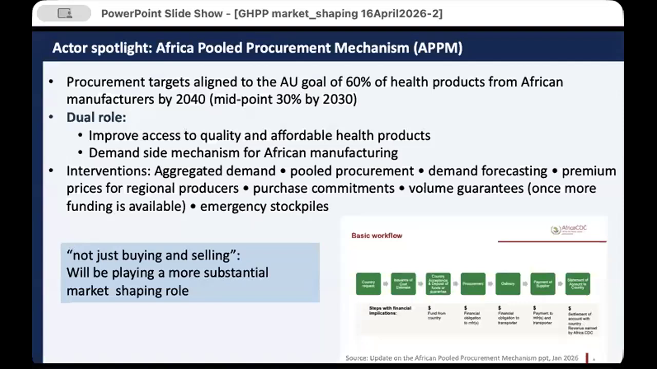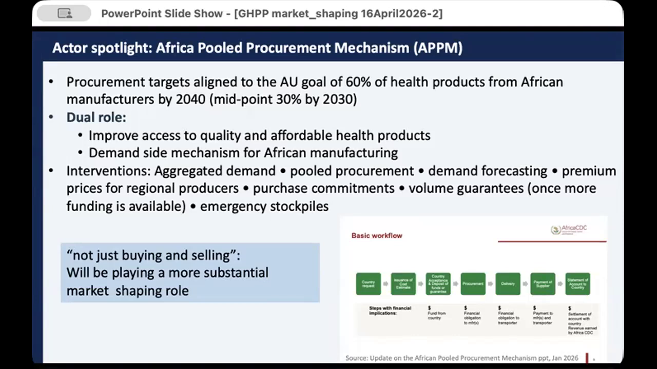So the APPM, I just want to highlight their dual role, which is from their slides earlier this year: to improve access to quality and affordable products, but also to work as a demand side mechanism for African manufacturing. So they are adamant that this is not just buying and selling. They are not just a pooled procurement, and they will be playing more of a substantial market shaping role as both the financing capacity and opportunities exist, but that all hinges on demand.